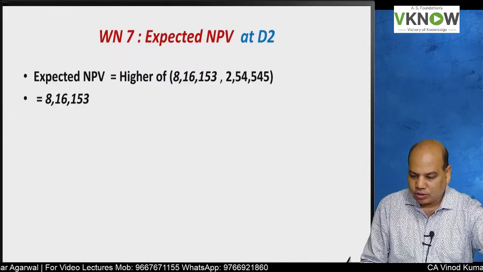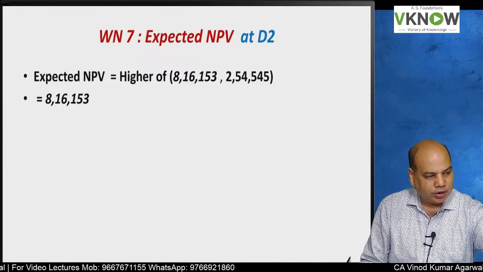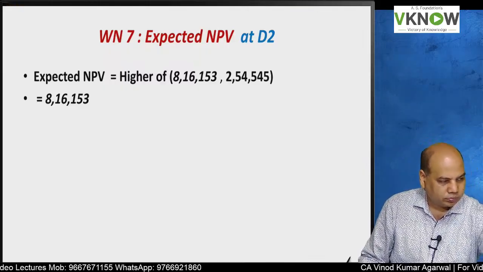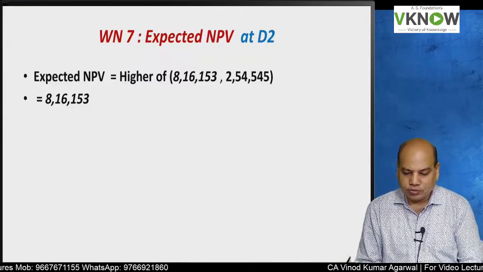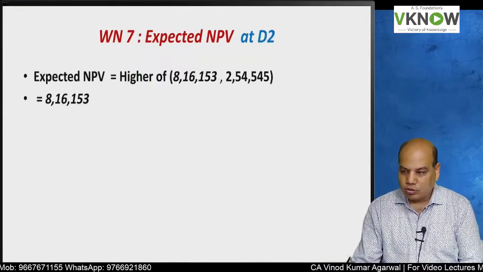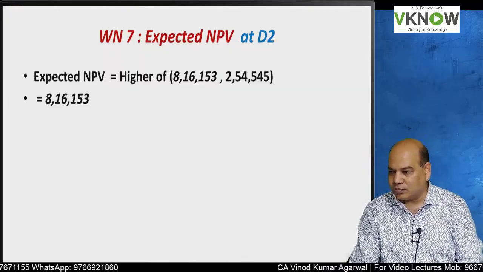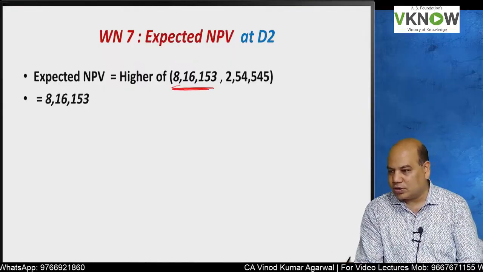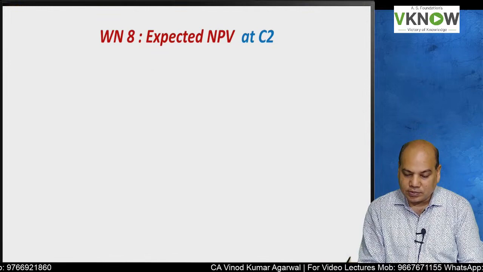Refer to your working note 3 and working note 4. You have 816,153 and 254,545. So I will go with 816,153, which means I will go for additional setup.